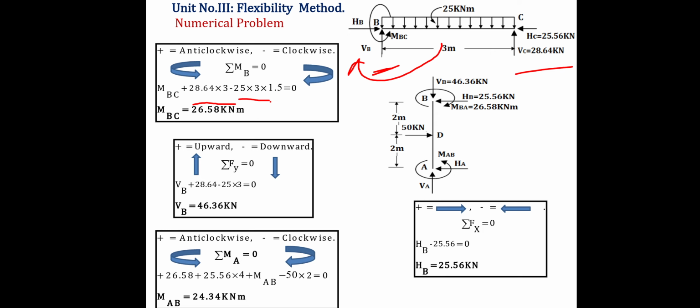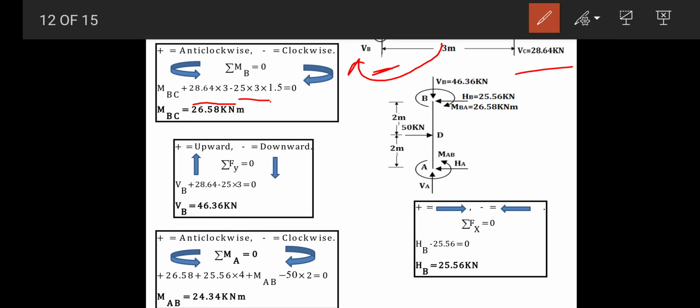By simplifying, we have MBC. The moment of HB and VB will be 0 because they are passing through this point B. So their moment about B will be 0. So by simplifying, MBC is equal to 26.58 kilonewton meter.